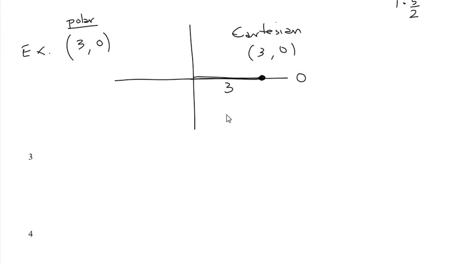All right. By the way, notice the polar coordinates could have been expressed as 3, 2 pi. And in that case, the polar and the Cartesian don't look exactly the same. All right, because 2 pi and 0 are coterminal.